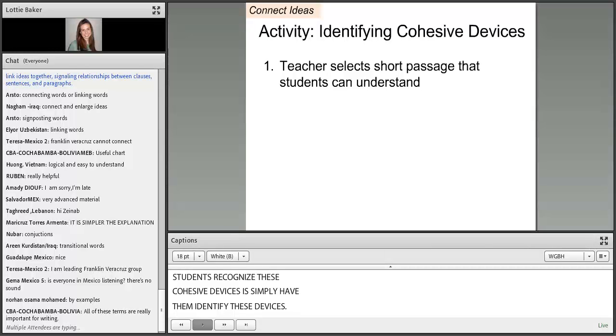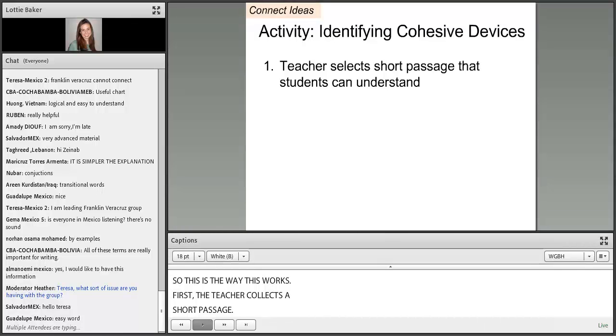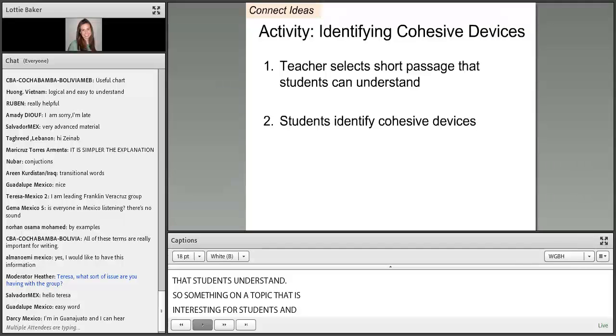First, the teacher selects a short passage. Again, you want to choose a text that students understand. So something on a topic that's interesting for students and something that they have some background knowledge about.